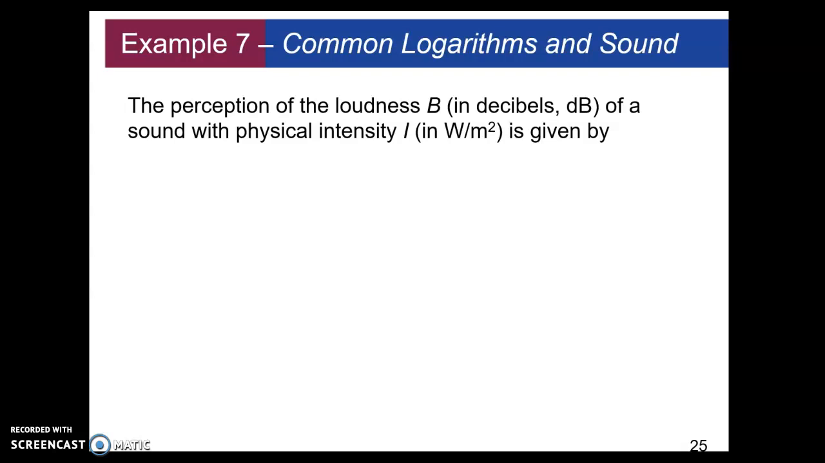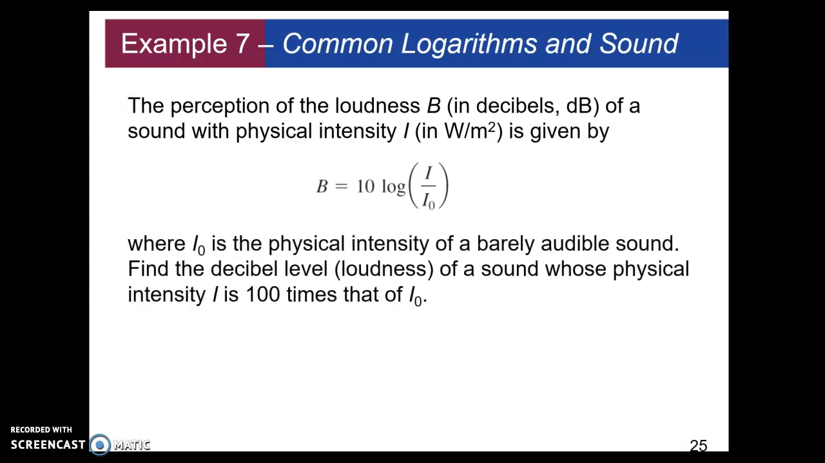So the perception of the loudness of a sound, which is measured in decibels, is based upon the physical intensity in watts per square meter. And it's given by this logarithmic function. It's a log in base 10. So the number of decibels can be determined by taking 10 times the log of the actual physical intensity divided by the physical intensity of a barely audible sound.